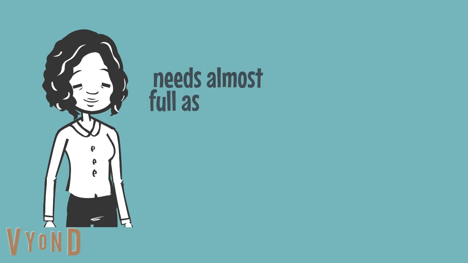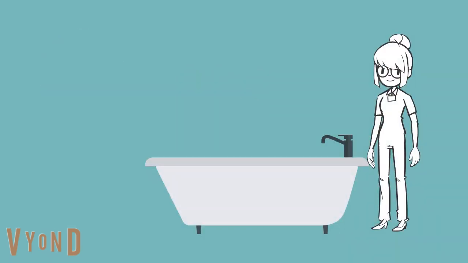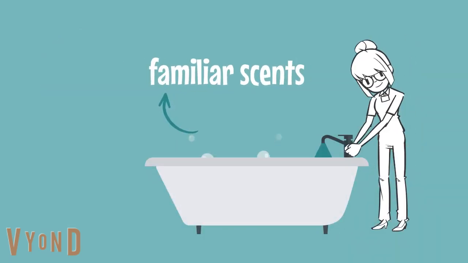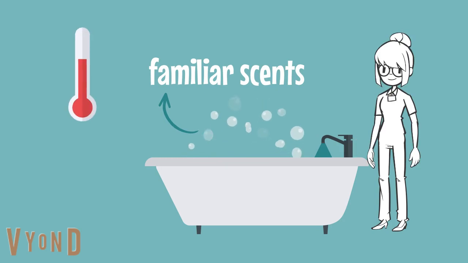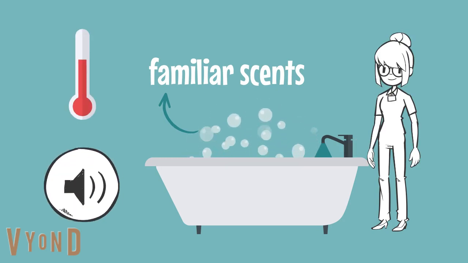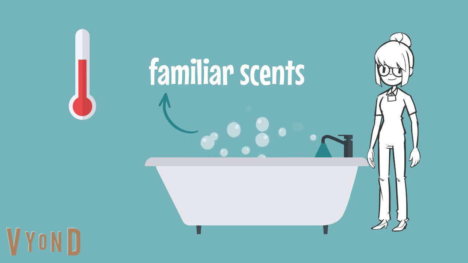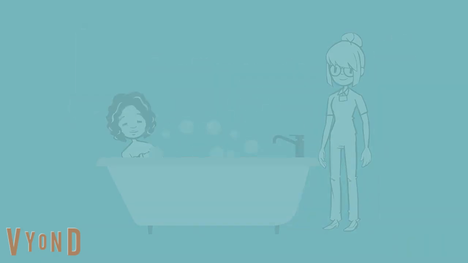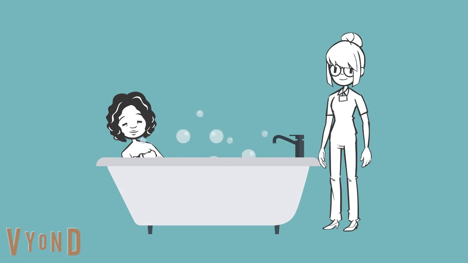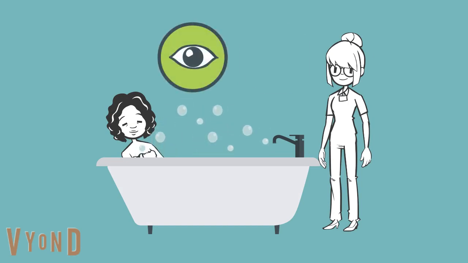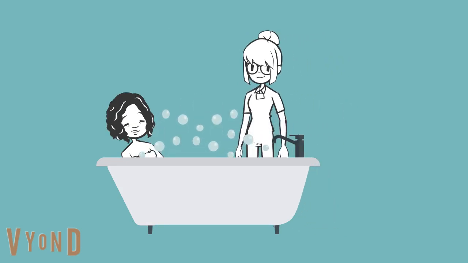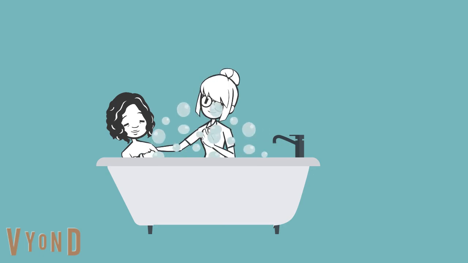Nadia will need almost full assistance, but there are still things a carer can do to make the experience more positive. Preparing the bath with familiar scents might help to increase her awareness. Making sure the water and the bathroom are at comfortable temperatures and removing background noises will help to prevent overwhelming sensations. Because she might not be aware of the carer, it's important to establish visual and verbal connection before touching her so she doesn't become startled.